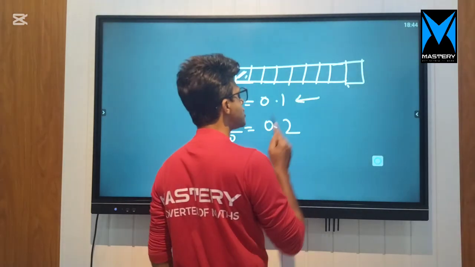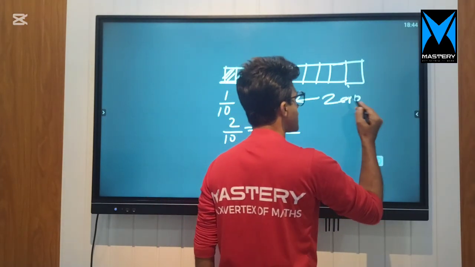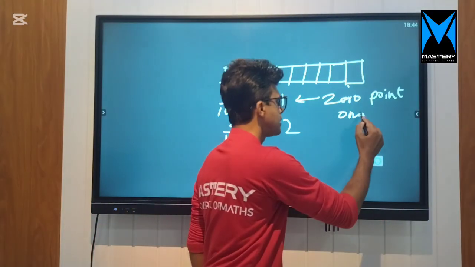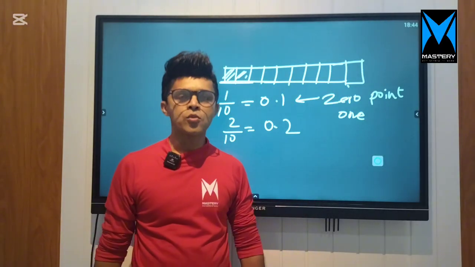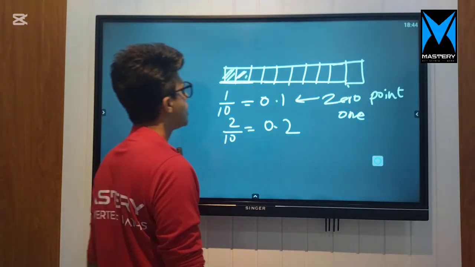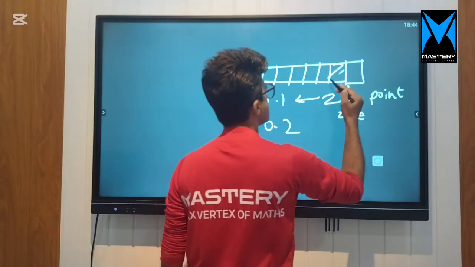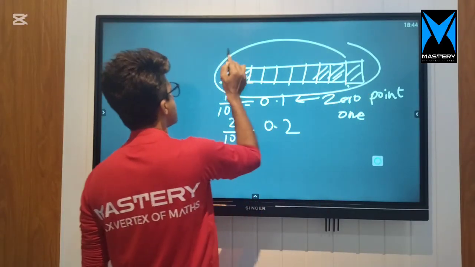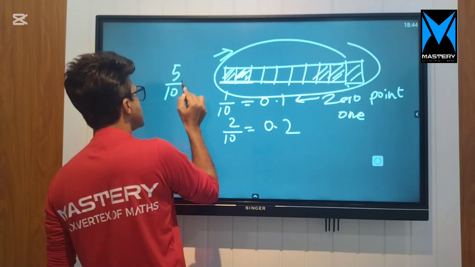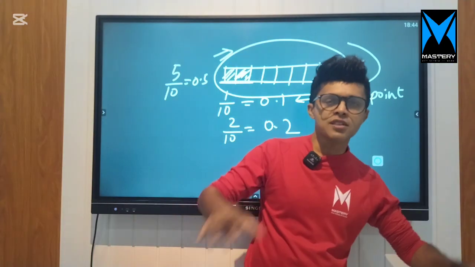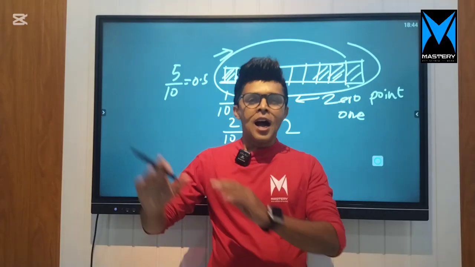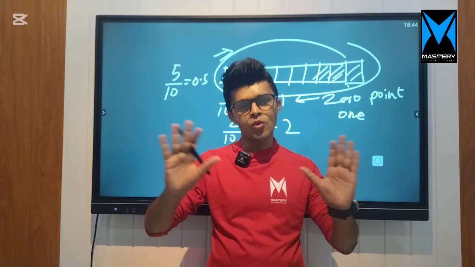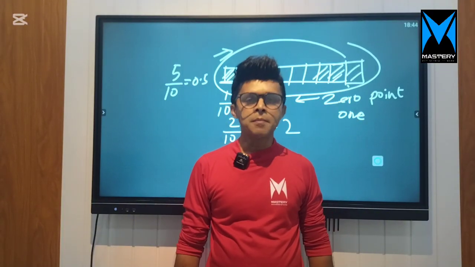This is read as 0.1. Likewise, this is read as 0.2, 0.3, and so on. If you get 1, 2, 3, 4, 5 colored parts, this can be identified as 5 over 10, which is 0.5. When you get 7 parts, it is 7 over 10, which means 0.7. When you get 8 parts, it means 0.8, and so on. This is the basic idea of decimal numbers.